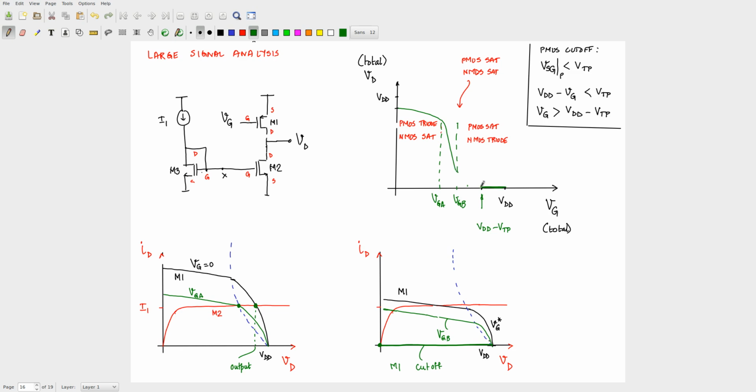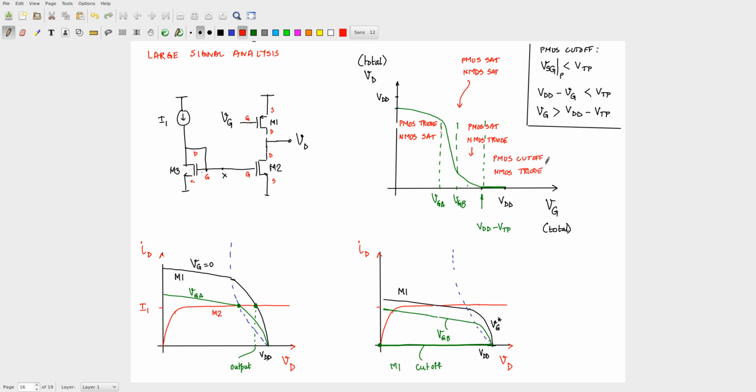How do you complete this? From here to here, you're going to have some region like that, and in that region you will have PMOS in saturation, NMOS in triode, and the final region will have what? Which will be in what? So your PMOS is in cutoff, and what about NMOS? Continue to be in triode.